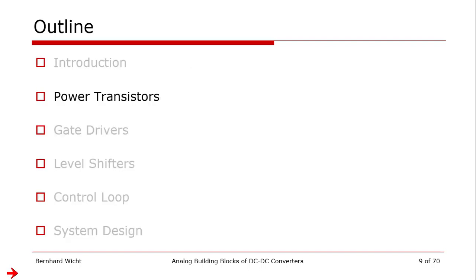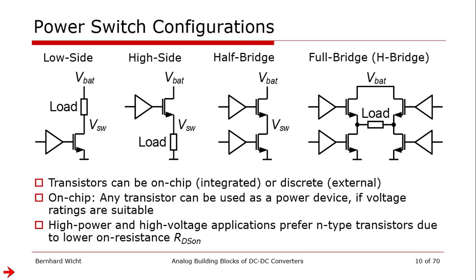So let's start with the first part. The key part is the power transistor itself, the power switches. In switch mode DC-DC converters, they can be found in 4 typical configurations as shown on this slide. The first one on the left is the low side. So the transistor is placed at the low side with the load then connected up to battery. The opposite is the high side. And if you put both together, we form a half bridge.